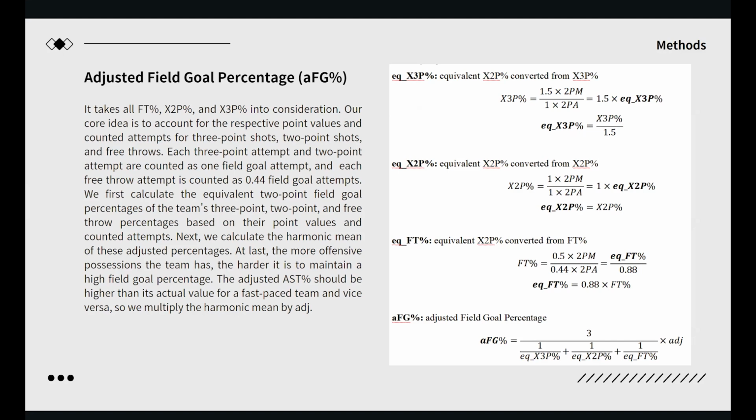It is important to note that maintaining a high field goal percentage becomes increasingly challenging with a higher number of offensive possessions. Therefore, the adjusted field goal percentage should be higher than its actual value for teams with a fast-paced style and vice versa. Consequently, the harmonic mean is multiplied by an adjustment factor to reflect this dynamic.